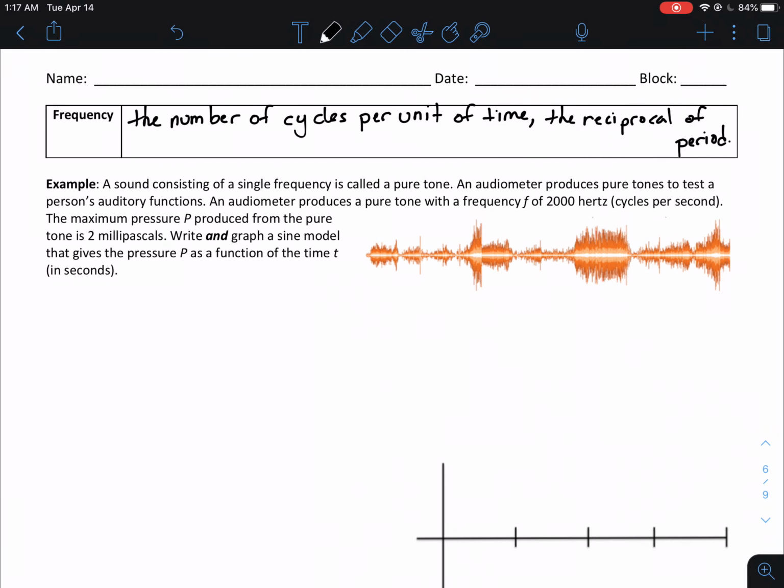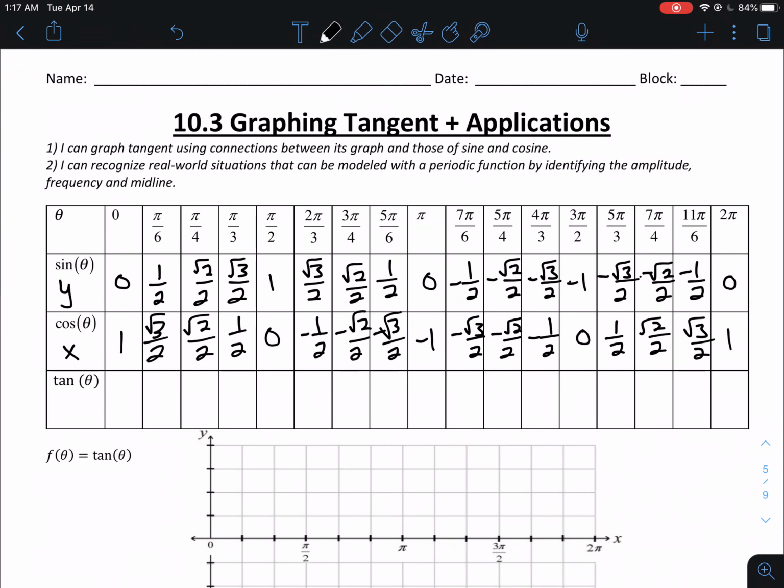So for today, what we are going to focus on is we're going to look at our third trig ratio, which was tangent, and talk about how its graph is. In addition to that, we're also going to talk about some applications. So we're going to talk about where some of these curves get used in the real world. But let's start with tangent, looking at what it is and how it behaves.